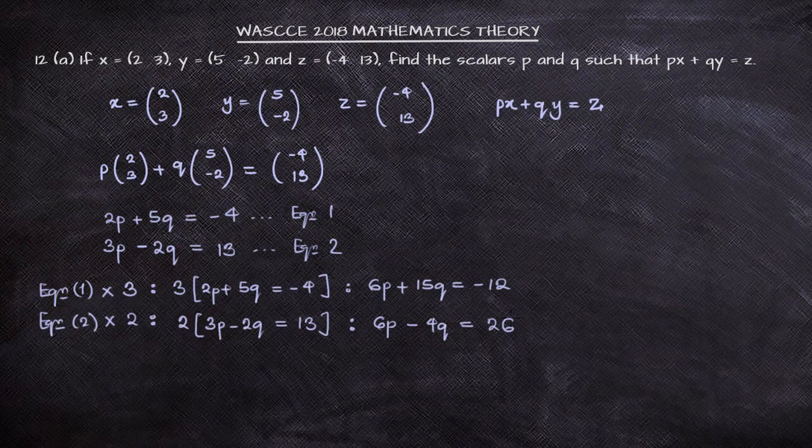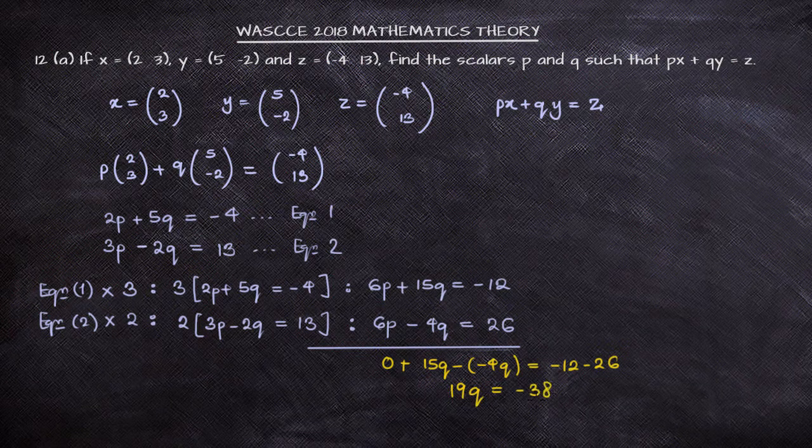Now looking at these two new equations, 6p is common to both. So if you are to subtract the 6p's, we subtract themselves out, and it's as if we are putting the negative number into each value of this equation. So 6p minus 6p will be 0. 15q minus 4q will give us 19q, and we also have the other. So we have 0 plus 15q minus 4q is equal to minus 12 minus 26. So the two negative signs will turn to plus. So we have 19q is equal to minus 38. So that q is minus 38 over 19, which is minus 2.